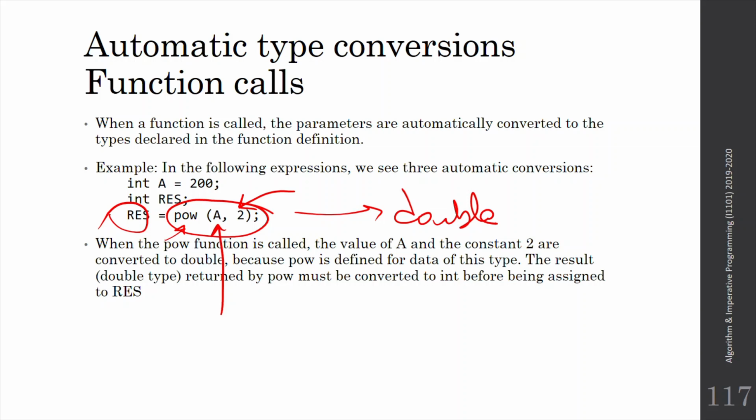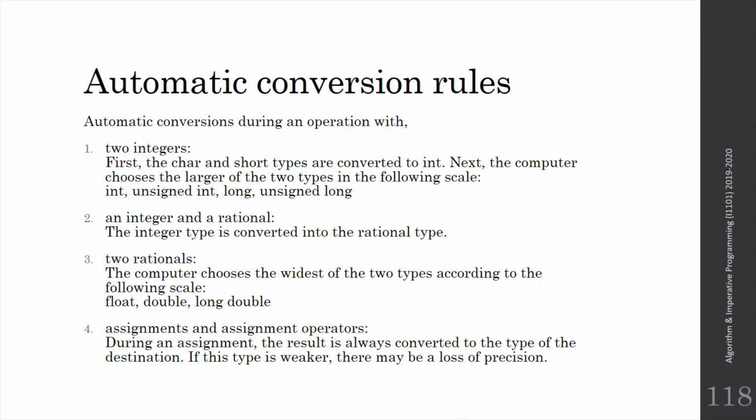So here we have 3 conversions. 2 is converted to double, a is converted to double. The result of power, which is double, should be converted to the assignment type, which is that of res. So res here is an integer, so the double should be converted into an integer.